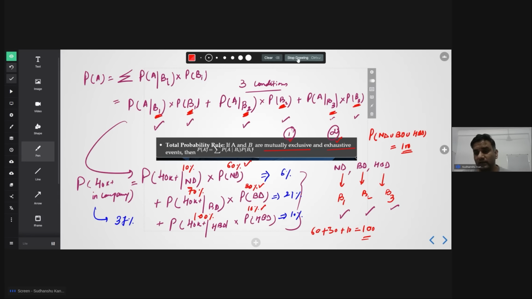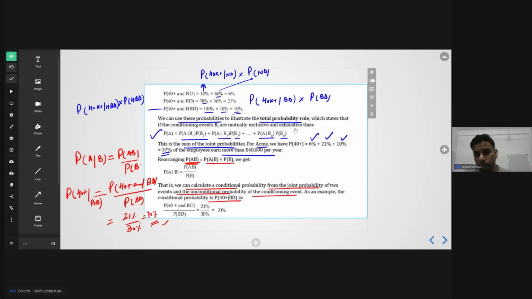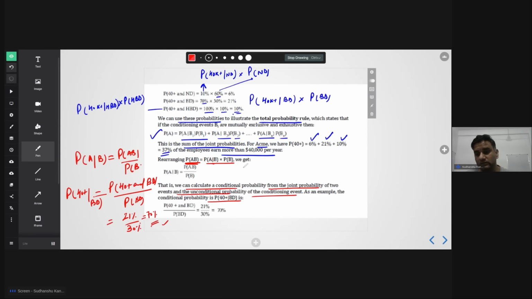So once we have done that, okay, what do we do? Once we have done that, we move to this calculation which is given here, and then we also see, right, what we also see here is that we are trying to put total probability rule, which I have done. Then we see each one of them, right? 6%, your 21% and 10%. We do each one of them, right? And then we solve it and see.